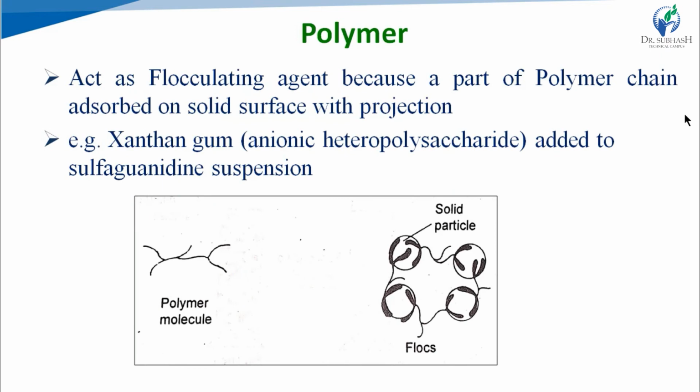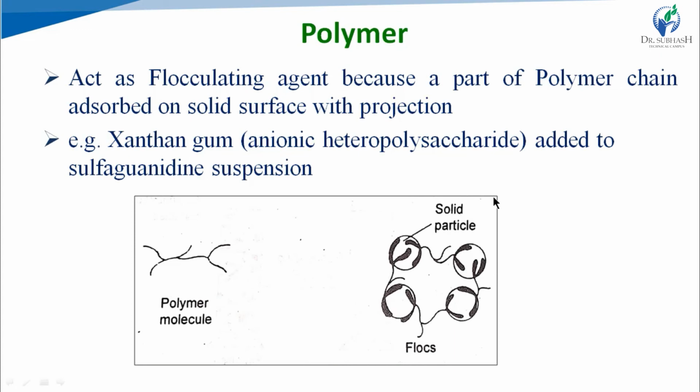Then polymers act as a flocculating agent because a part of the polymer chain adsorbs on a solid surface with a projection. We can see in the figure these are the polymer molecules. They can act as a projection onto the solid particles. That means the polymer will be adsorbed on the solid particle. This round circle is a solid particle on which polymer has been adsorbed, and it will show a projection towards another particle also. So in this way it can act as a flocculating agent and it promotes flocculation in the suspension.